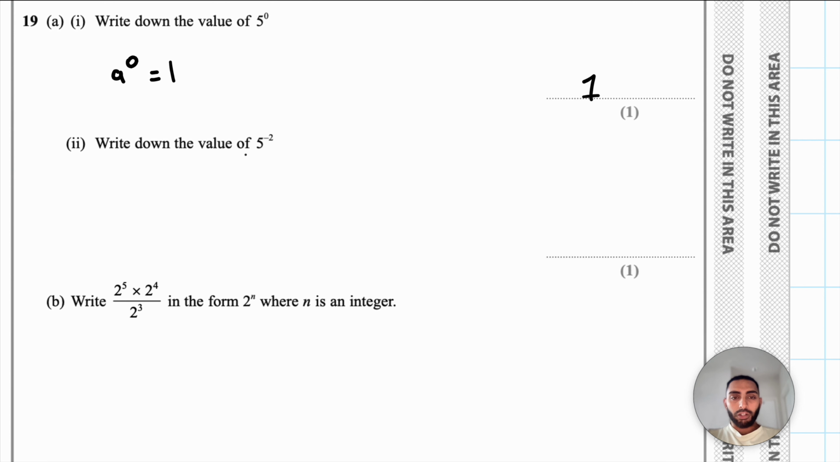Part 2, write down the value of 5 to the power of negative 2. If you have a negative, the first thing that you need to do is get rid of that negative. The way you do that is you find the reciprocal of it, you flip it. So it's going to become 1 over 5. That negative has disappeared because we flipped it, 5 squared. What is 5 squared? 5 times 5, which is just 25.